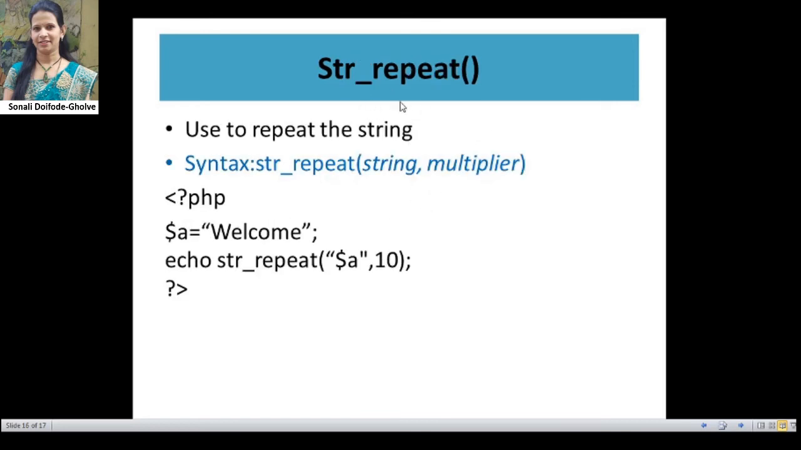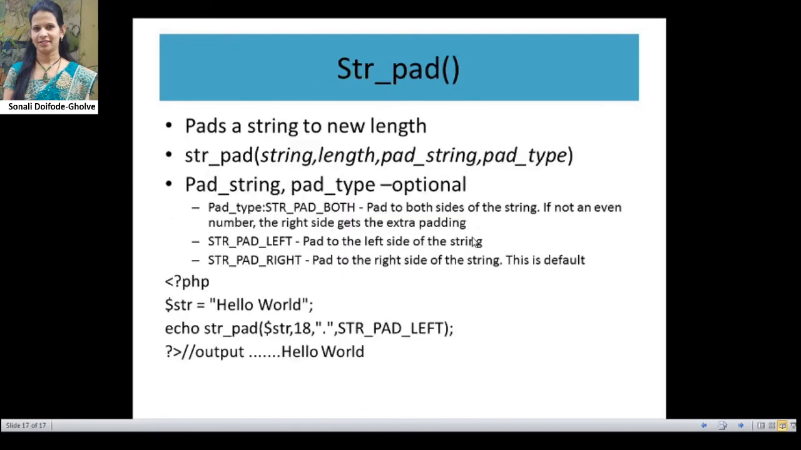Next is the str_repeat function. This function is used to repeat the string. You can specify the number of times. If you want the string 10 times, then specify 10 here. If you want 5 times, then give 5. You need to provide the multiplier. This is str_repeat, then string, comma, and the multiplier is required here.